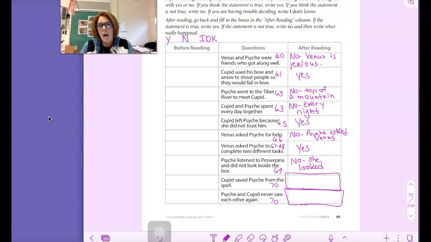Psyche delivered the box to Venus. Cupid went to Jupiter and begged to marry Psyche with Jupiter's blessing. Jupiter agreed. He allowed Psyche to drink ambrosia, the drink of the gods. Psyche became immortal. So Cupid and Psyche were married and lived happily ever after.